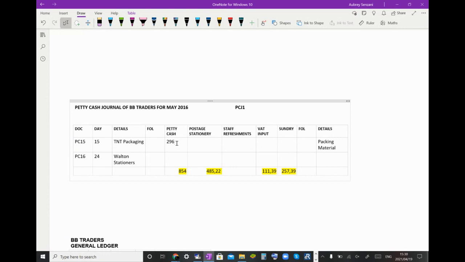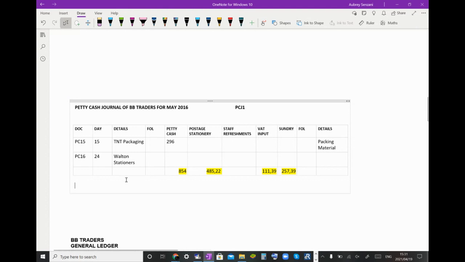Can we claim VAT on packaging material? What VAT category is it? Is it standard, zero rating, exempt? What is packaging material? What is stationery? Is stationery standard rating, zero rating? Okay, packaging material is standard, stationery is standard. So then we can calculate input VAT on this. And how much is the VAT?